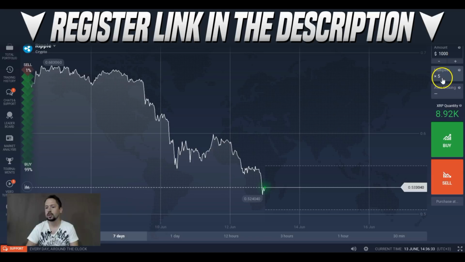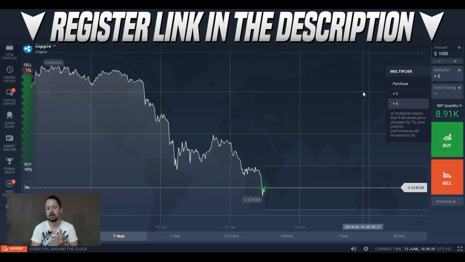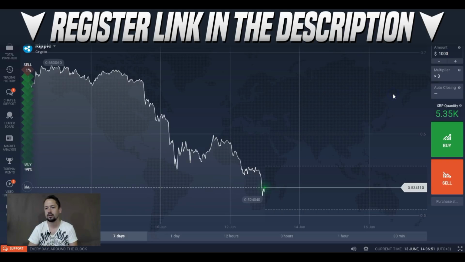Here we also have the multiplier, but be careful with this thing, guys, because it can both multiply or take away your funds, so be careful. For example, multiply by 5 means that if the asset price changes by 1%, your position performance will be increased by 5%. If by 3, then by 3. But don't forget, guys, that this involves more risk to your funds.